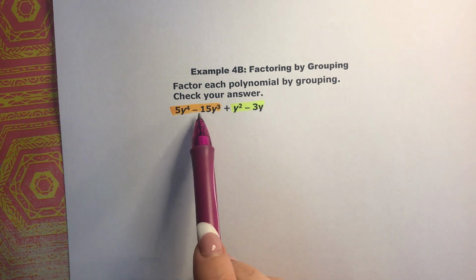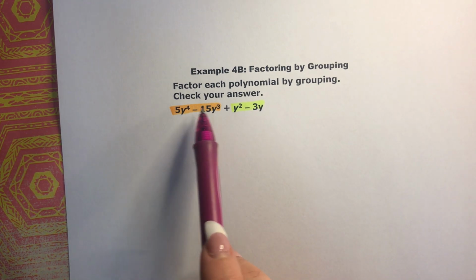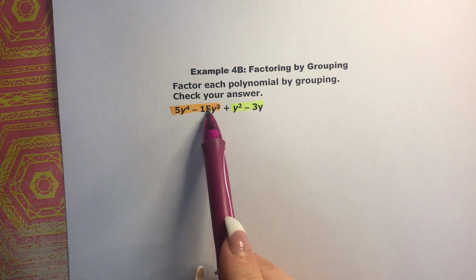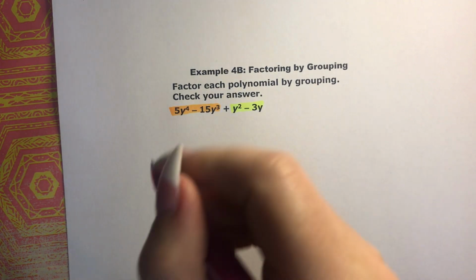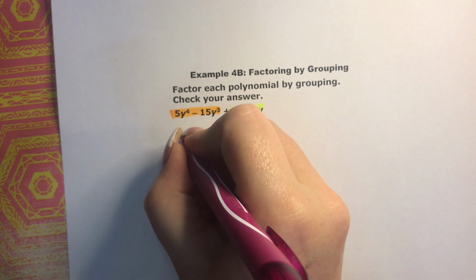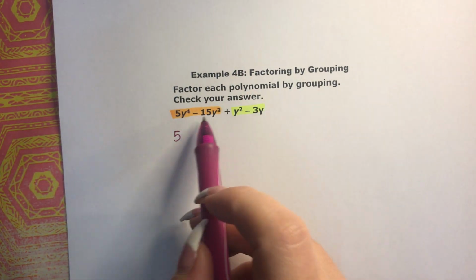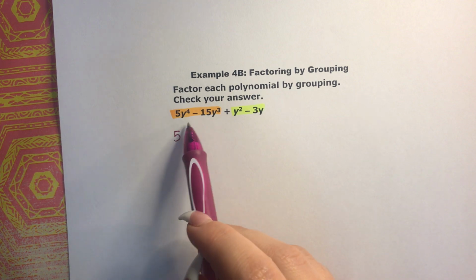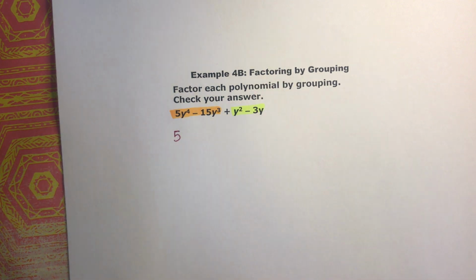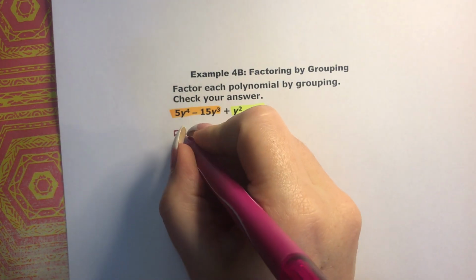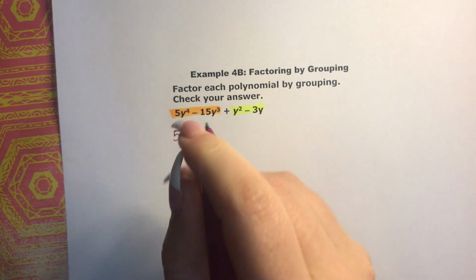So what's common here? Okay, I see numbers, I see letters, right? So what's the GCF between 5 and 15? Well, that's going to be 5. That's the biggest number that goes into both. 5 goes into 5, and 5 goes into 15. Then we're going to look at the variables. What's the greatest common factor between y to the 4th and y cubed? Would be y cubed, right? So that's what we're going to factor out.